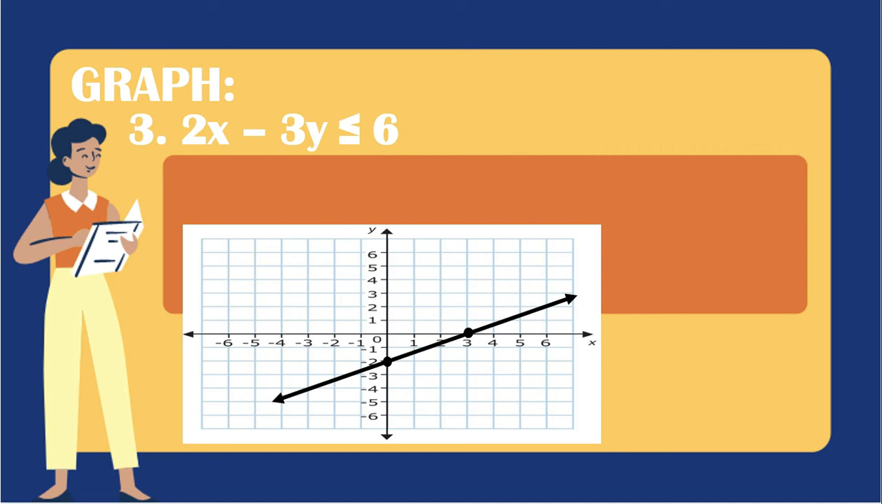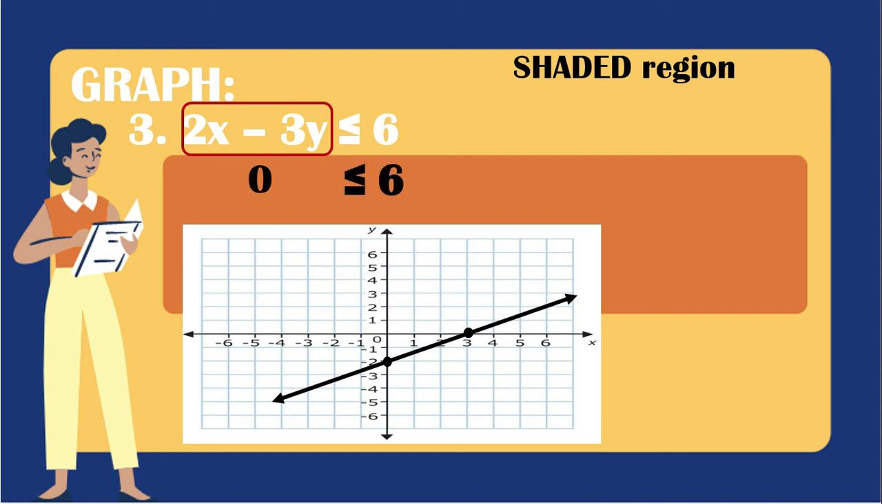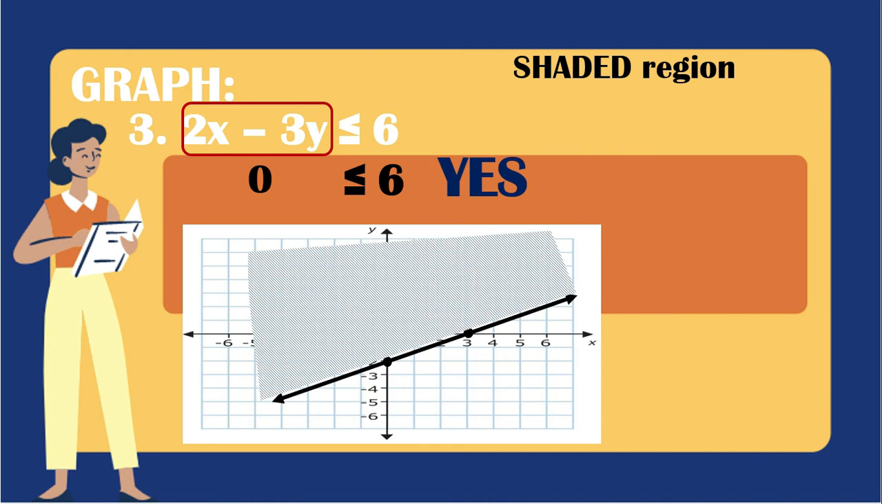And then we will check now which is the shaded region. We need to change the left part of the inequality into 0, and then less than or equal to 6. We need to identify if this statement is yes or no. So, is 0 less than or equal to 6? The answer is yes. So meaning the origin is part of the solution. So here is the shaded region of this graph. All the points in the shaded region are part of the solution.